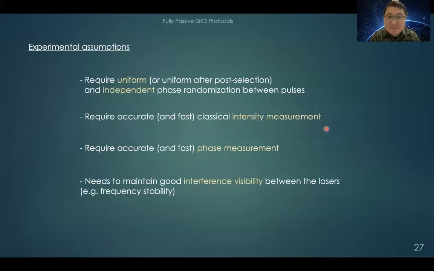Lastly, there are some experimental assumptions we're making. First, we require Alice to have uniform and independent phase randomizations between the pulses. We also require Alice to be able to perform accurate and fast classical intensity and phase measurement. And Alice also has to maintain good interference visibility between all of those 4 independent lasers. Actually, for that last part, we have a different proposal.